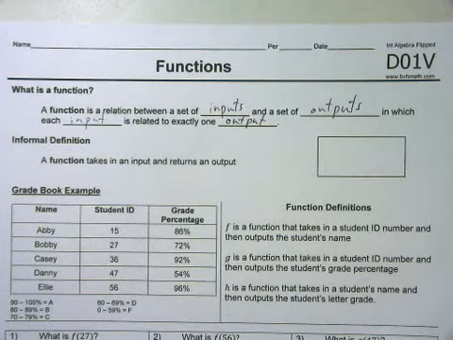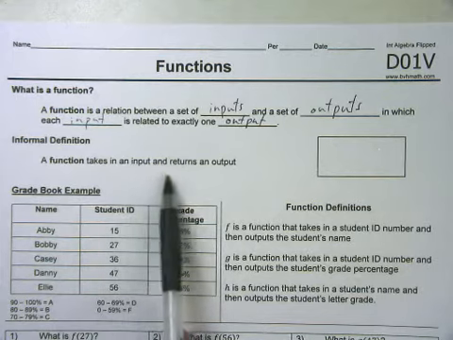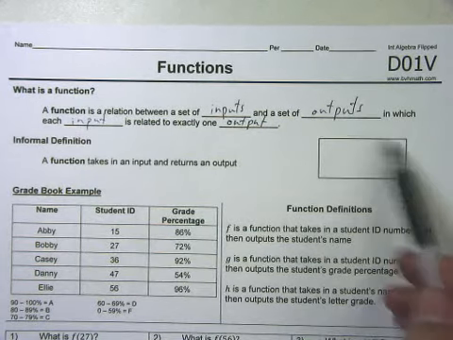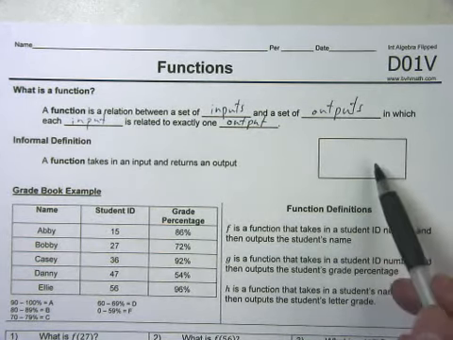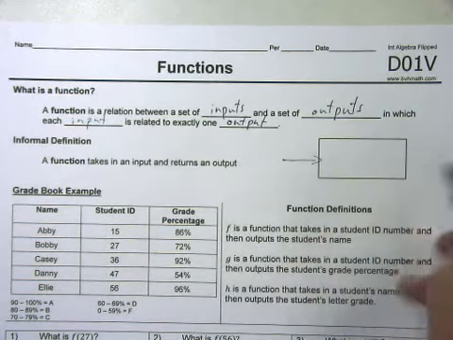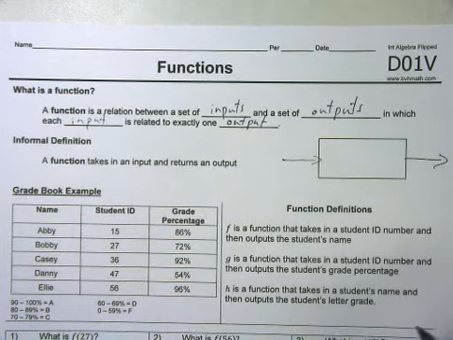to exactly one output. Now that might seem a little bit confusing, so we're going to break this down a bit. An informal way to say that would be that a function takes in an input and returns an output. An analogy that helps to make this easier to understand is you can imagine a function like a box, in which something goes in and then something comes out.